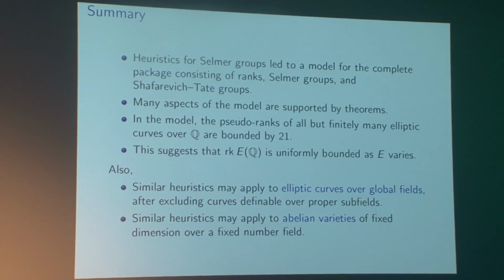And as I explained on the last few slides, there should be similar heuristics for other number fields and global fields, as long as you are careful to avoid these special curves that actually are coming from lower fields. So once excluding those, you might believe that they're similar, that there's still a uniform bound. And then finally, as I explained on the previous slide, you might believe also for abelian varieties that it should be bounded in terms of the dimension and the number field, or the degree of the number field.